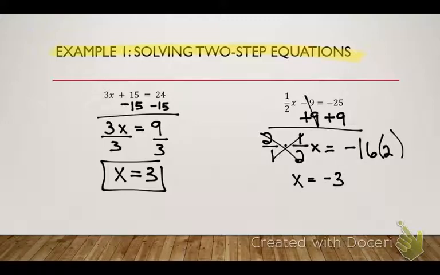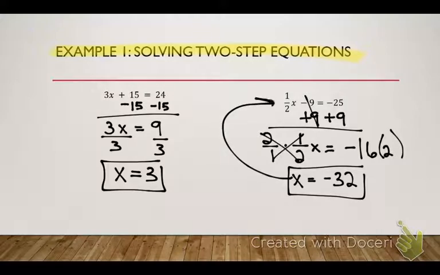Negative 32. Can I check this? Yeah, it might take a little more thought than the first one, but what's half of negative 32? Negative 16 minus 9 is still negative 25. Okay, so yes, negative 32. So that's example 1, solving 2-step equations. Any questions on that?